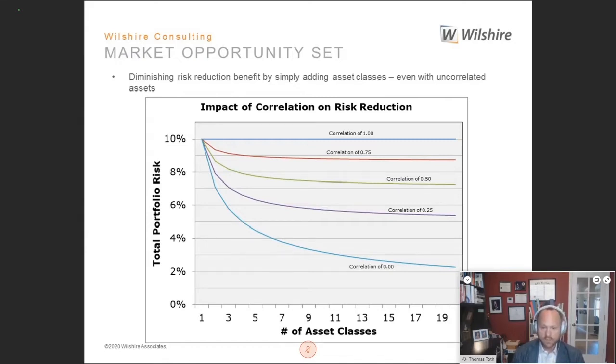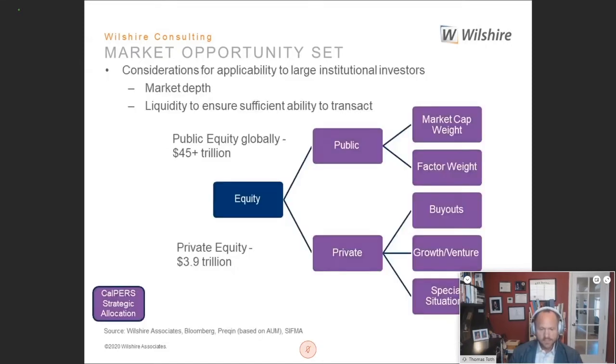So we want to be cognizant of trying to balance the number of asset classes that are included in the optimization, and really understanding the underlying risk and return drivers of those assets, as well as what I'll call the investability or the depth of the various markets. And so I'll have us flip to slide 6.